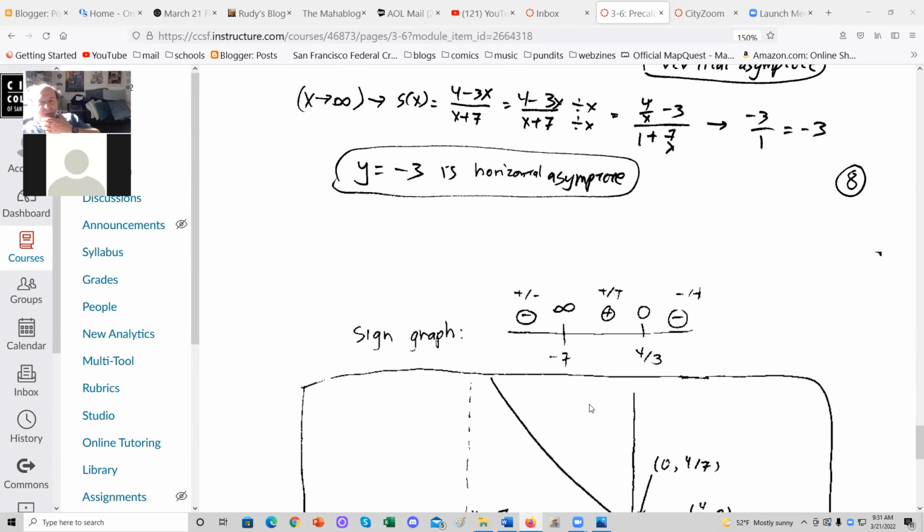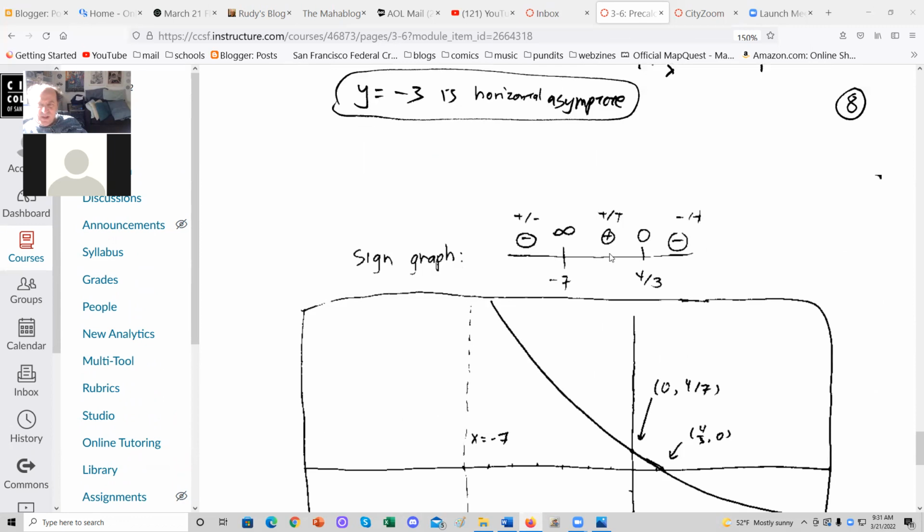And then it helps a bit if you do a sign graph. When x is 4/3 or -7: when x is 4/3, it's 0. When x is -7, it's infinity. By comparing numerator and denominator, above 4/3 it's negative. Between 4/3 and -7, it's positive. Below -7, it's negative. So watch out, from here it goes from plus to minus through an infinity.